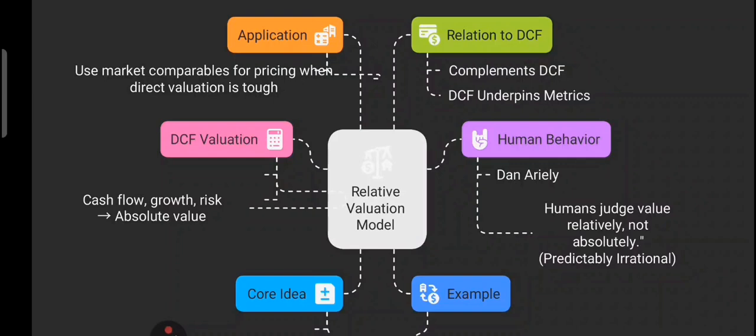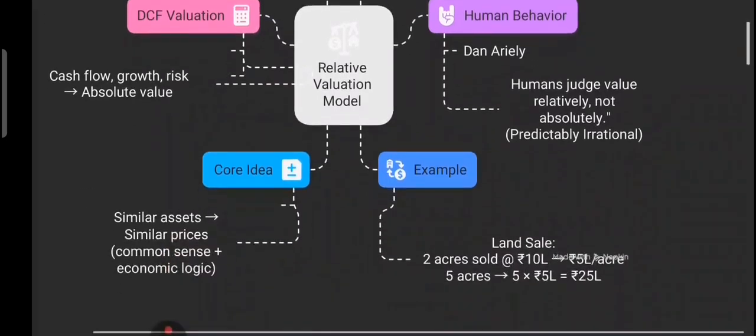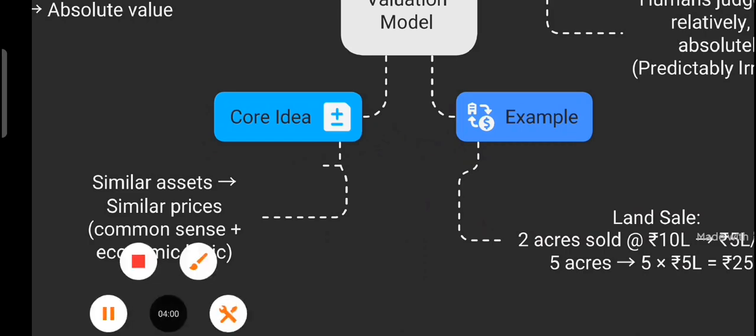And the human behavior factor is also always there. Dan Ariely says humans judge value relatively, not absolutely, like we tend to compare prices rather than evaluate them independently. So the core idea, as I told you: if two assets are similar, they should have similar prices. Simple common sense. So that is all about the relative valuation model.